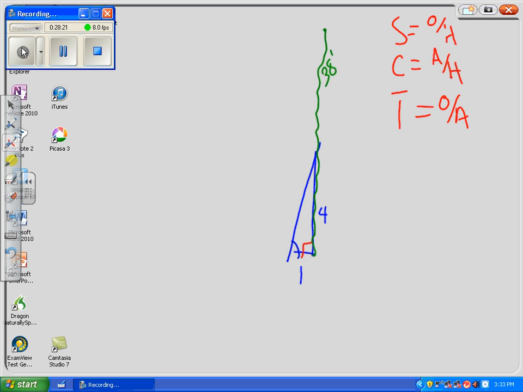Okay. So if we call this the angle in this one particular case, which one is the side opposite? Is that the 4? So what is this one right here? That's the adjacent. So what function do we have? We have a tangent.